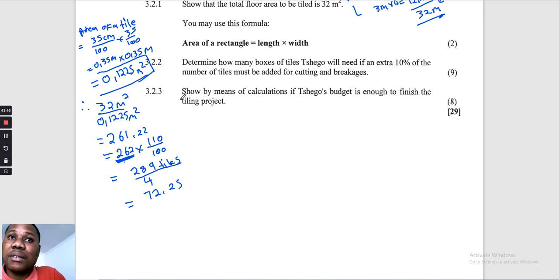Okay, but out of that one box, we are not going to use all the tiles. We are actually going to use one tile in that box. So if you buy 72 boxes, that means you're not going to buy all the tiles that are required. So we must add one tile there.